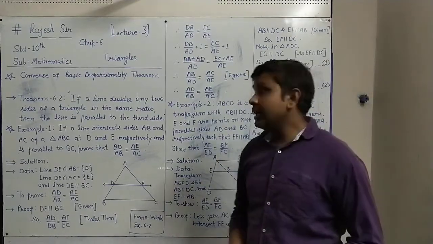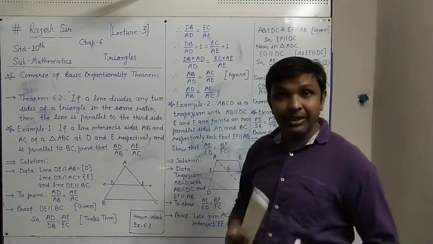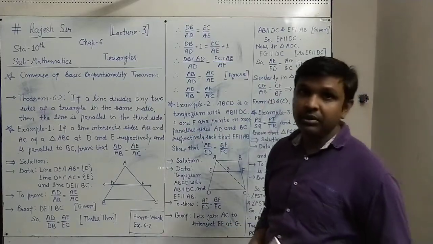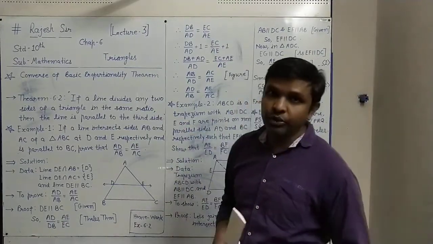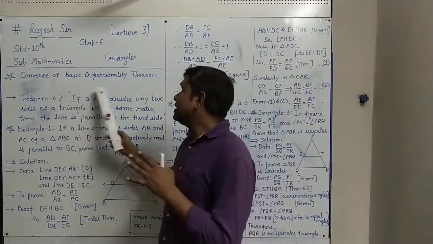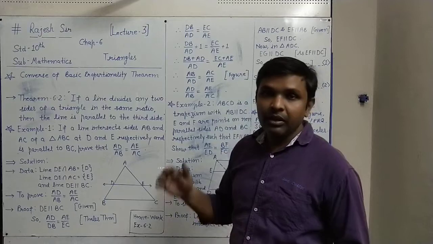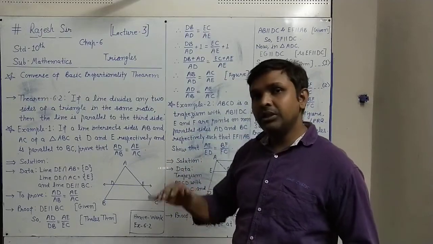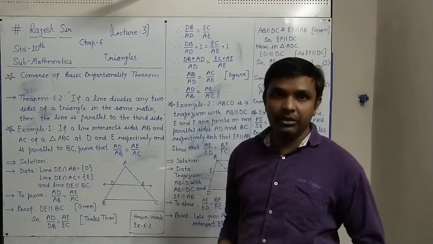In the last lecture we have seen the basic proportionality theorem, that is Thales theorem. We have proved it, a 4-mark question, a very important question I told you to prepare. Now we have the converse of the basic proportionality theorem. That theorem we were having, and now this statement is the converse of it.